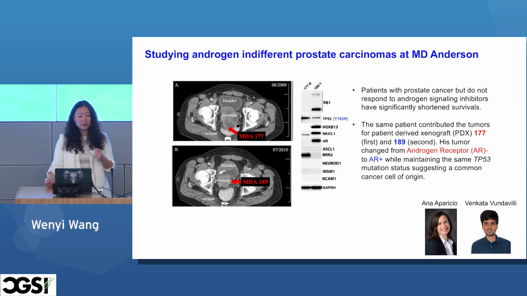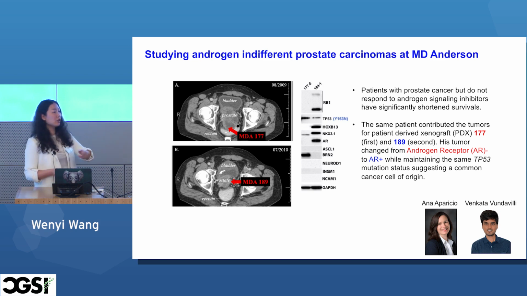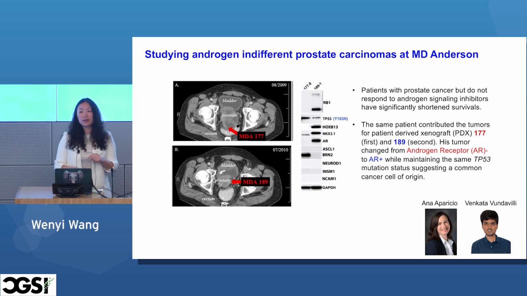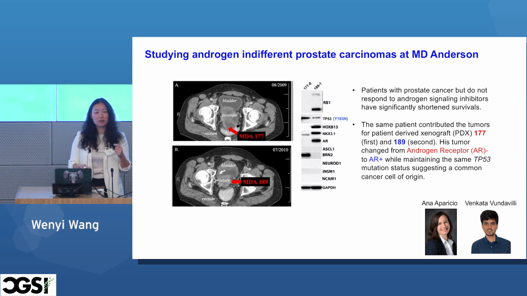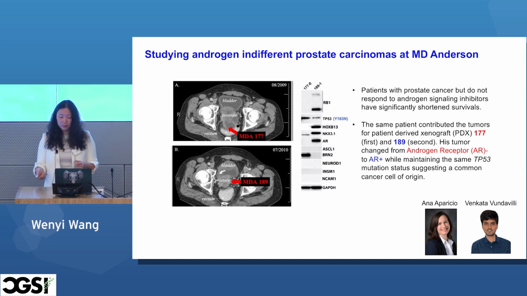Here we're studying two tumors that are derived from the same patient, 1 year apart. These two tumors, as we see here, share the same TP53 mutation, suggesting that they share the common ancestor, the cancer cell of origin. But at the same time, the first tumor presented androgen receptor negative, whereas the second tumor then transformed to an AR positive. The switch in AR status is a significant functional change in prostate cancer.